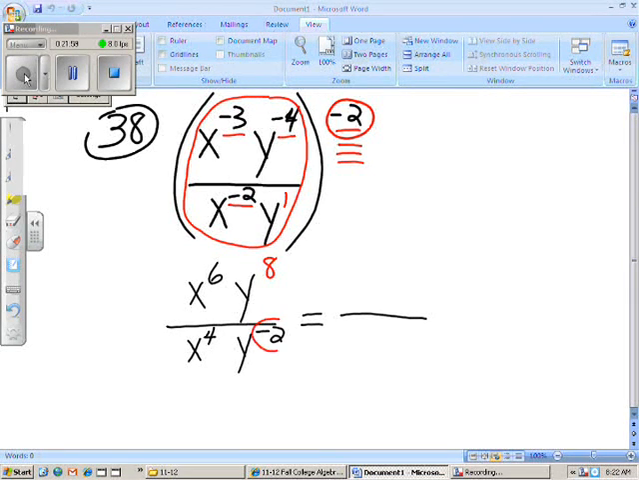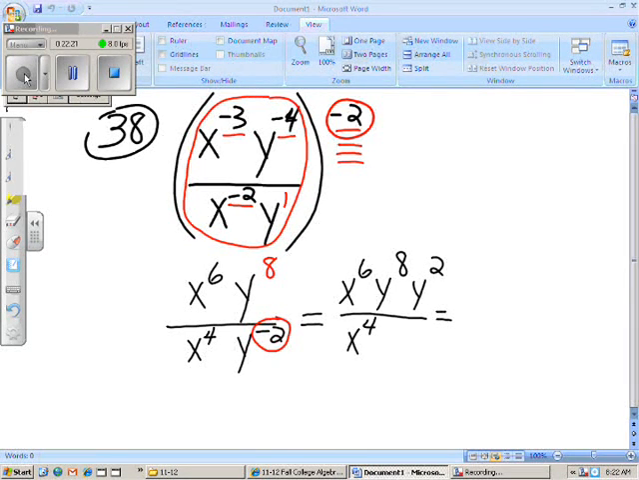Something that's jumping out at me right now is I have a negative exponent. Remember, we said that means it's on the wrong side of the fraction bar. So I'm going to move it up to the top. So I have my x to the 6th up there already. My y to the 8th is up there already. And I'm going to move the y squared up to join them. On bottom, I still have x to the 4th.